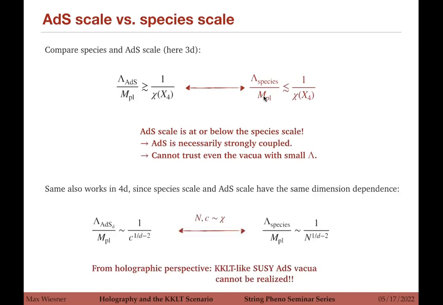The same also works in 4D because the species scale and the AdS scale have the same dimension dependence. So from this conventional holographic perspective, where we identify the dual theory as the theory living on the domain wall from the M5 brane, KKLT-like SUSY AdS vacua cannot be realized.